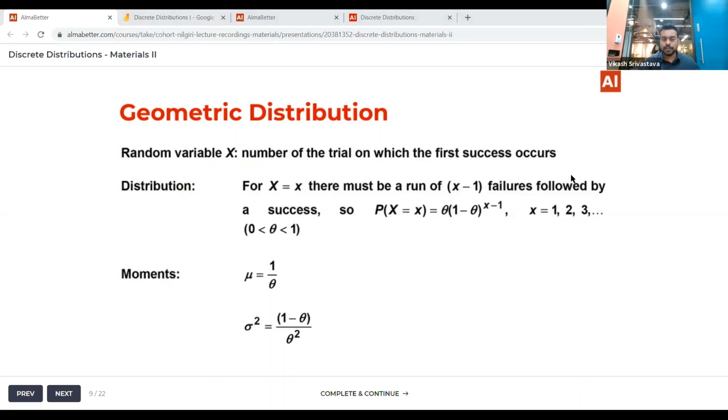Right. Shubhal is saying that an archer keeps shooting at the bullseye until he gets the first hit. So all the n minus 1 attempts are failures, and the first hit is the first success, and that is what we're concerned with.